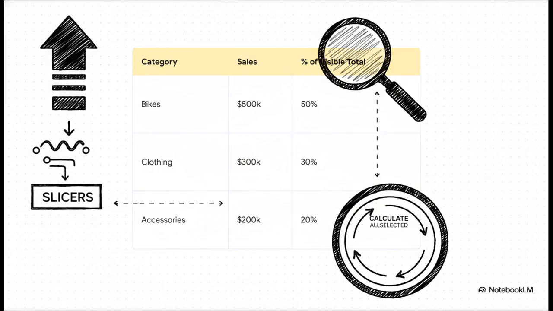Okay, let's put it all together. To create that amazing percent of visible total column, you need ALLSELECTED. As you can see in the formula, the top part of our division is just the standard total sales measure, calculated for the current row, like bikes. But the bottom part, the denominator, is where the magic is. We use CALCULATE with ALLSELECTED to get the total sales for everything the user can currently see based on their slicers. This forces the denominator to respect those slicers, which makes sure the percentages always, and I mean always, add up to 100% of whatever is on the screen.